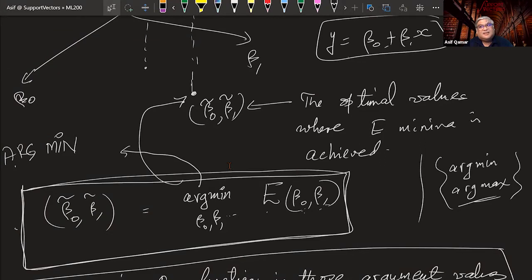Think about it for a moment. Is this clear, guys? If not, I'll repeat it again. Anybody who wants me to repeat, say so. Asif, can you repeat it again?